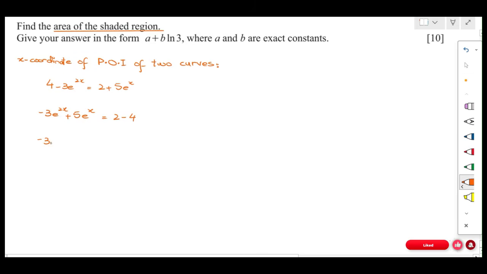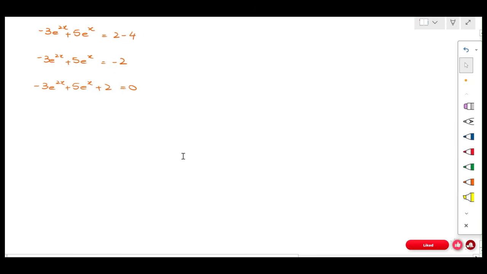Now minus 3 e power 2x plus 5 e power x is equal to negative 2, or minus 3 e power 2x plus 5 e power x plus 2 is equal to 0. Now you can see this looks like a quadratic equation in the variable e power x. You can factorize it or apply the quadratic formula. Okay, let's see whether factorization is possible or not.